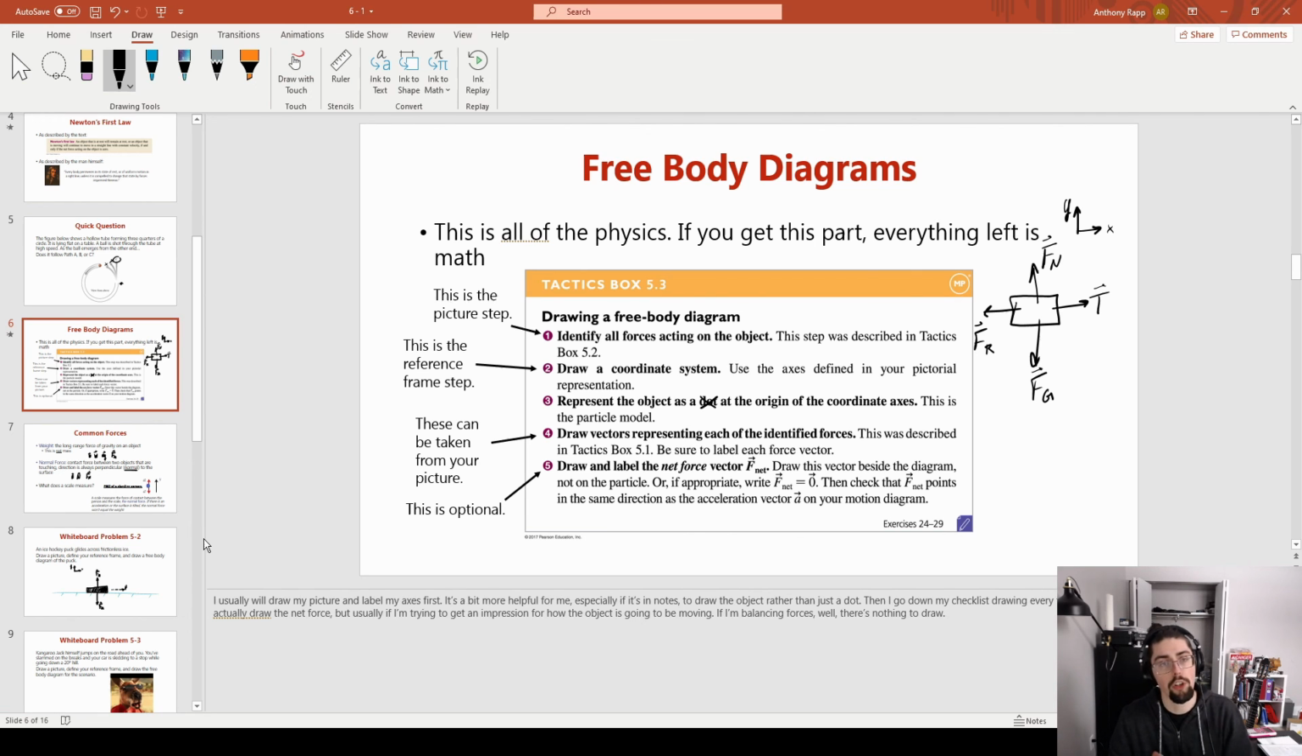If you prefer to draw the dot, more power to you, right? I'm sure that there are plenty of people that would agree that's the way that it should be done. That's the proper way. I'm not a big fan of it. I like to draw the object, and I like to draw the forces acting on the object. It just works a little bit better for me. But the dot is what they recommend.